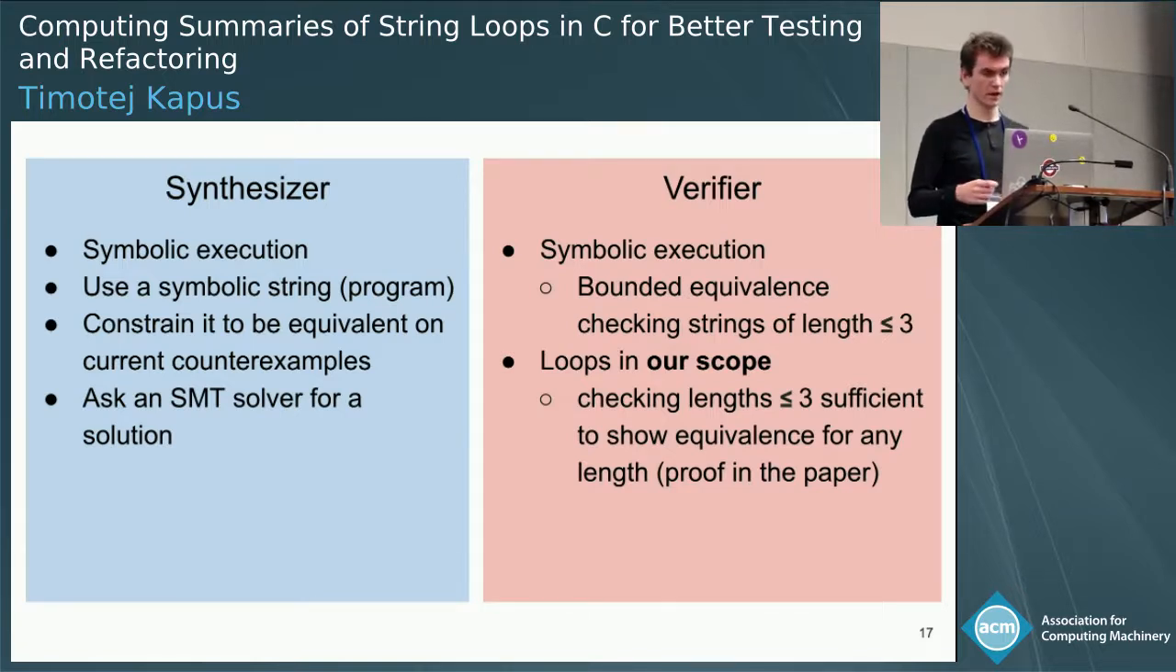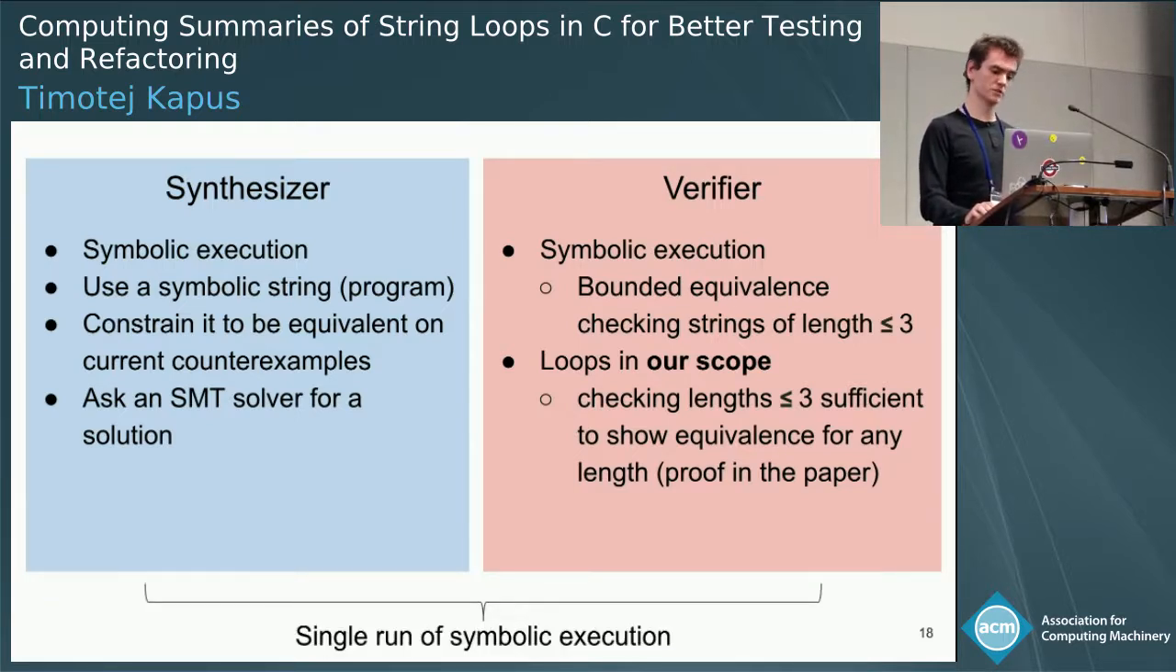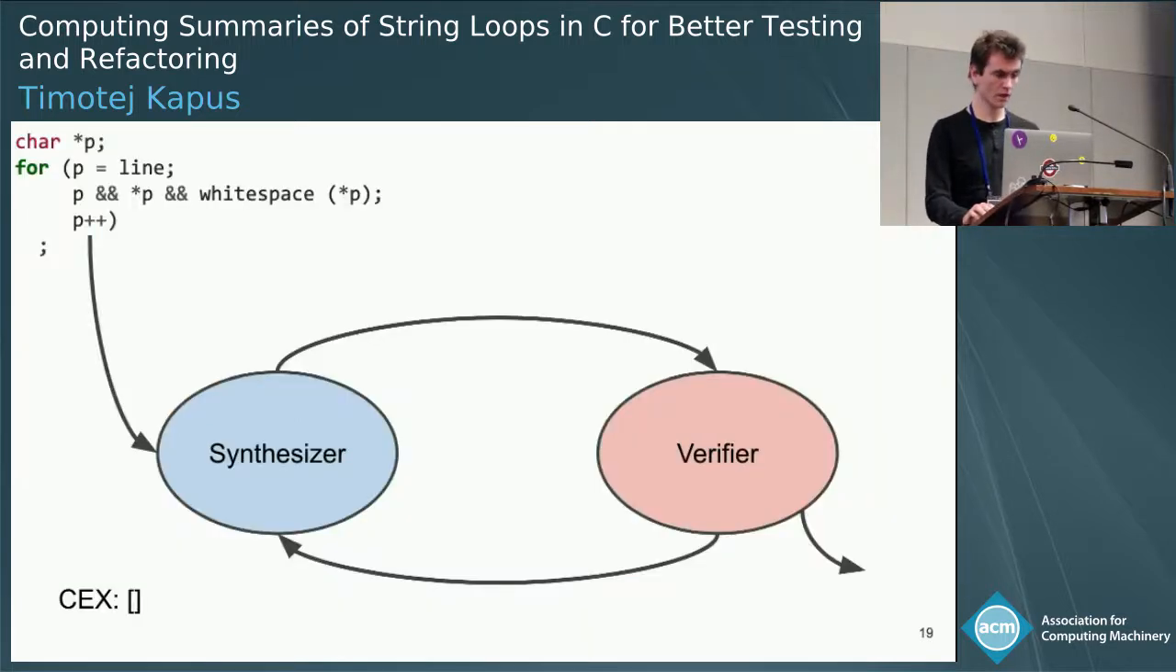program. And what's important here is that we prove in the paper that for loops in our scope, checking for length up to 3 is sufficient to show equivalence for arbitrary length. This basically works because each loop iteration doesn't really know where it is, so the second iteration is indistinguishable from any further iterations. And what I think is cool about our implementation is that both of these are a single run of symbolic execution. Now, I want to walk you through our strspn example of how this synthesis works.